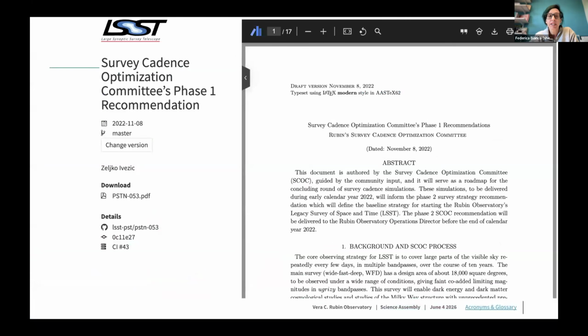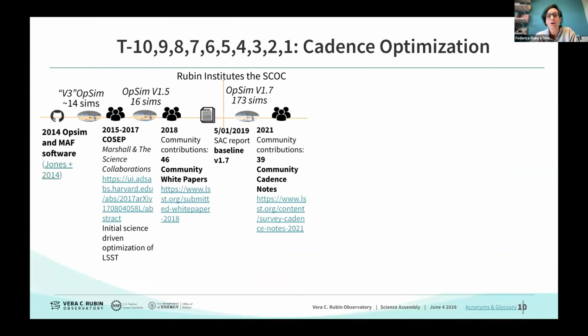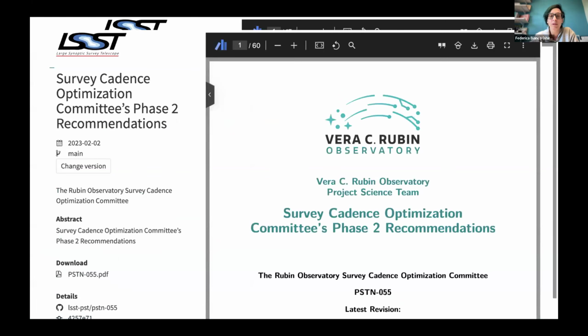The Survey Cadence Optimization Committee produces survey cadence recommendations. Those recommendations are delivered to the director of the observatory, who decides ultimately what survey strategy to implement. We have three main recommendations, called phase 1, phase 2, and phase 3 recommendations. So 2022 was phase 1, after the first set of white papers. More white papers, more cadence notes in this case, 39, more people involved.